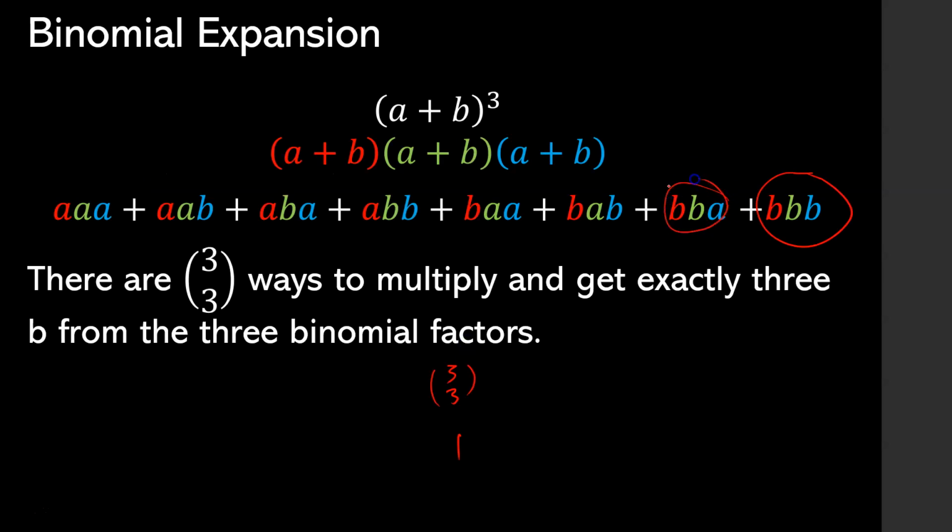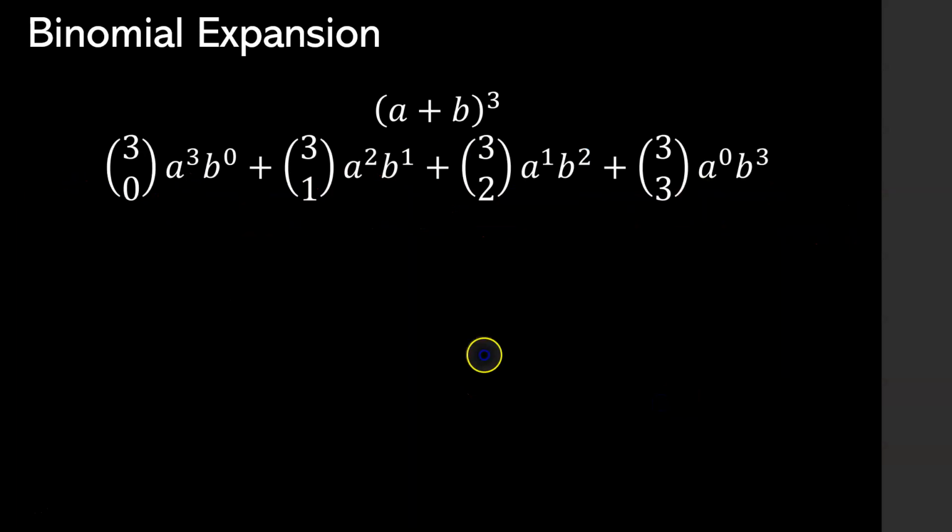And the powers of a and b always have to add up to 3 because in every single case we're multiplying 3 things together. So this 3 plus 0 always has to be 3. We have 3 factors, a's and b's. And so if we think of choosing whatever number of b's, or whatever the second thing is, well, this matches up nicely.